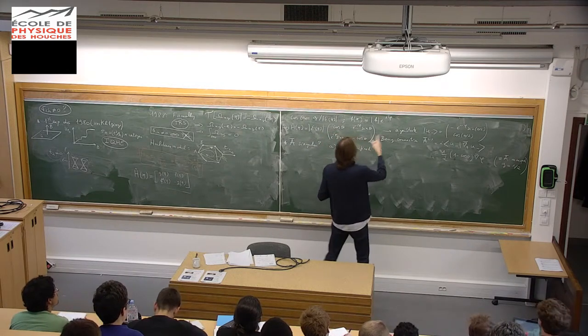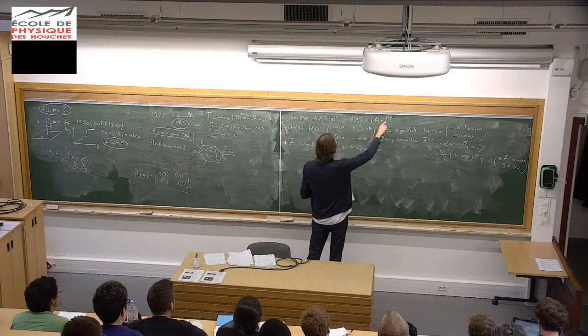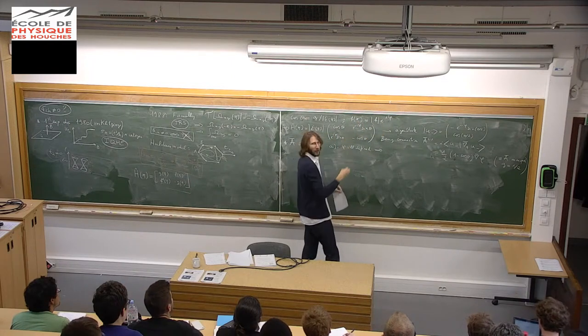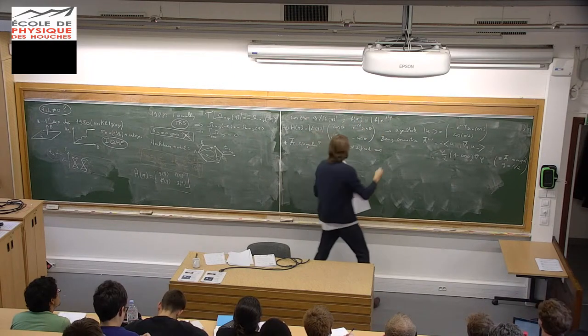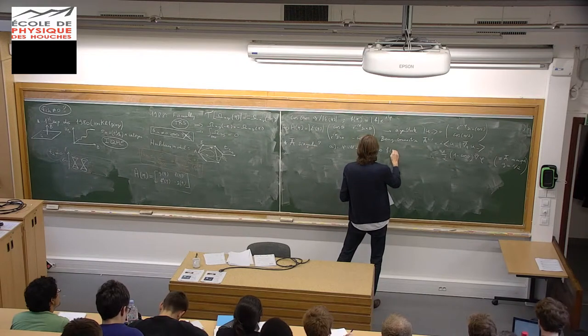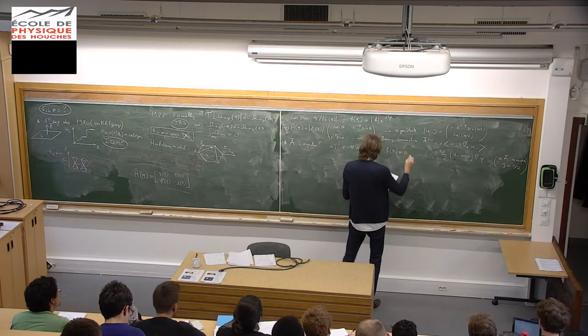And when is phi ill-defined? Let's look at this definition here. It's ill-defined when this complex function goes to zero. Okay, so when f of q goes to zero.